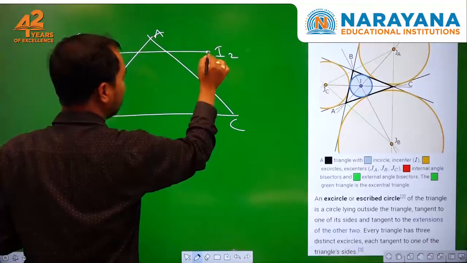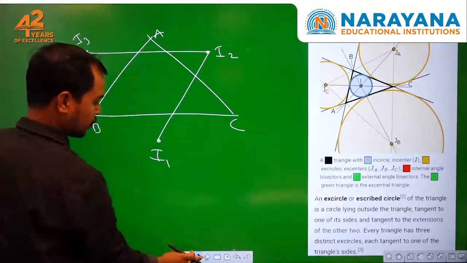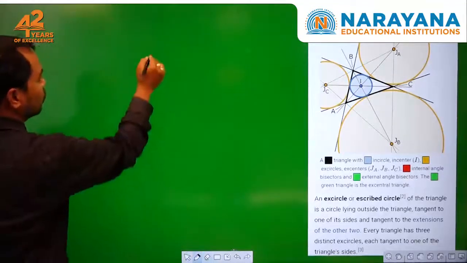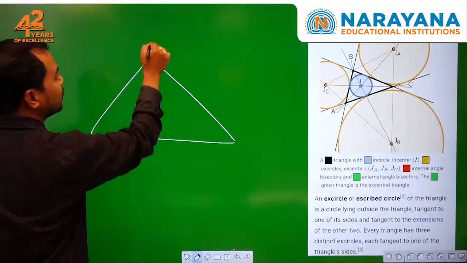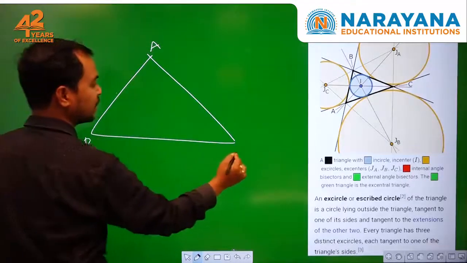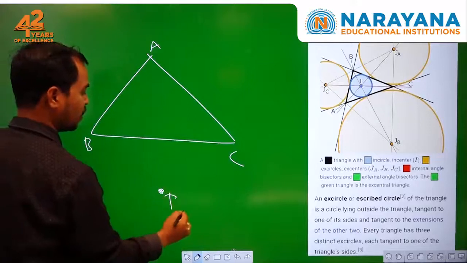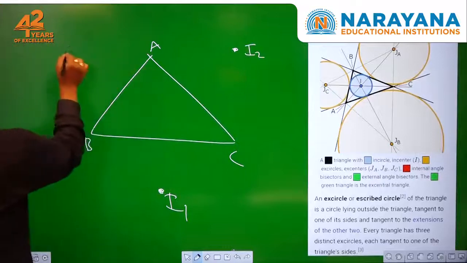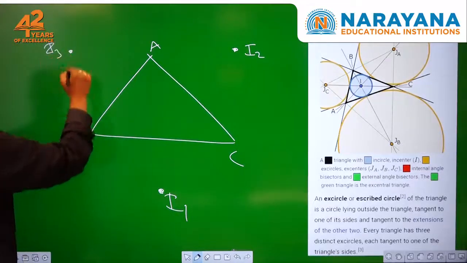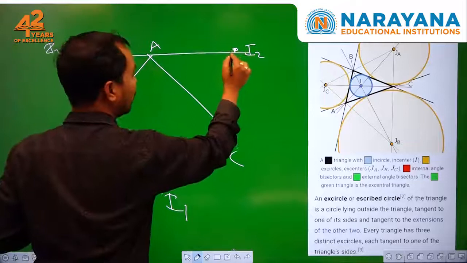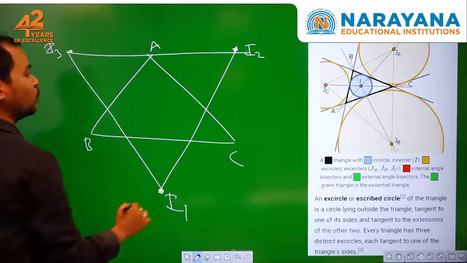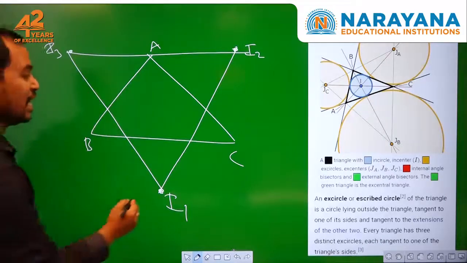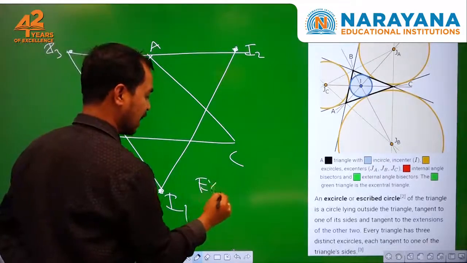If I join this, I can draw it like this. This is ABC. Here I1, here I2 and here I3. If I join I1, I2, I3, I get one triangle like this. This triangle I1, I2, I3 is called the excentral triangle.